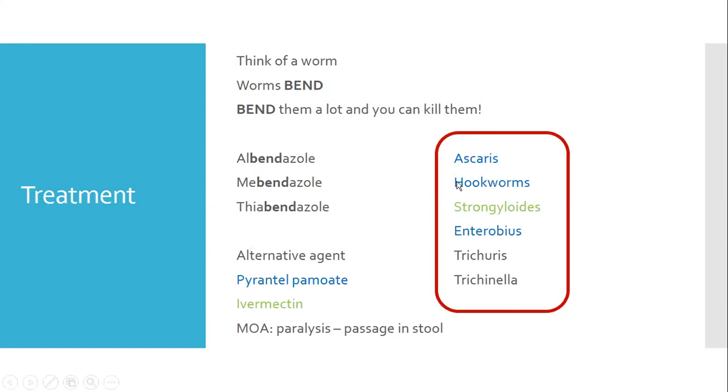So essentially, most of these intestinal nematodes can be treated with albendazole, mebendazole, and thiabendazole. The last one is not used predominantly because of its side effects. So you've really got a choice between albendazole and mebendazole. There are other alternative agents like pyrantel pamoate, as well as ivermectin. Ivermectin is predominantly for strongyloides, where it would be the drug of choice, but you can also use albendazole. And pyrantel is effective against ascaris, hookworms, and the pinworms, enterobius.